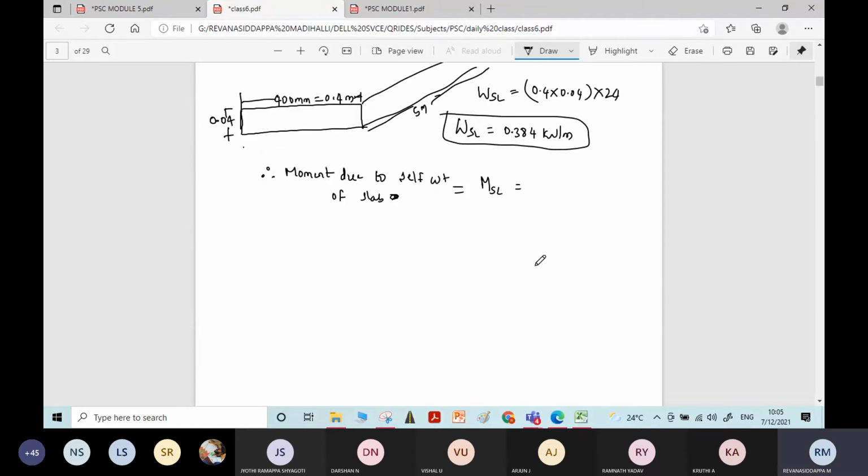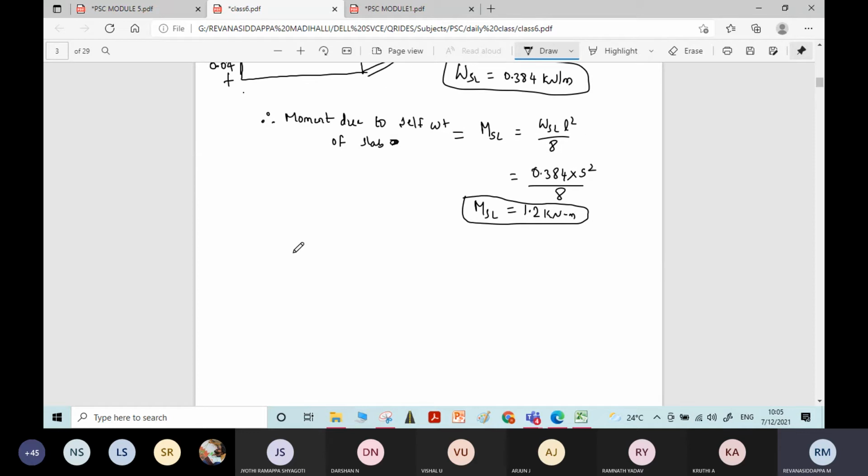Therefore, WL square by 8, that is WSL L square by 8, WSL 0.384 into 5 square by 8. Tell me the answer. 1.2, sir. 1.2 kilonewton meter. Okay. Now you can find stresses due to self weight of the slab.